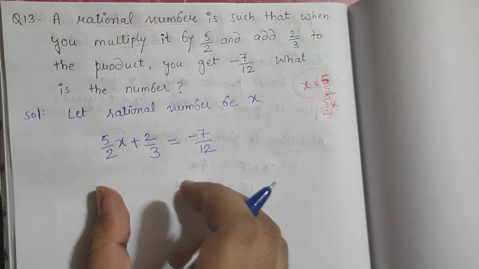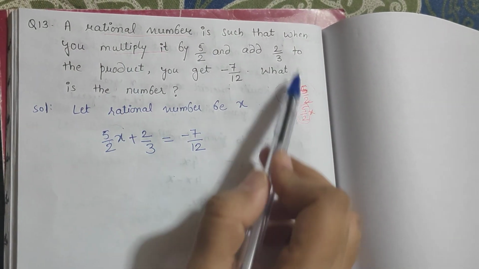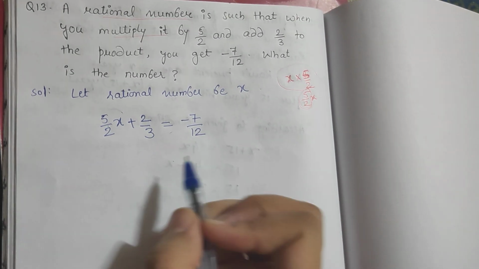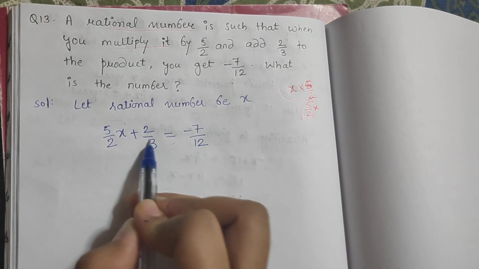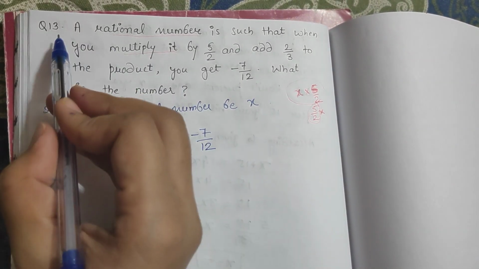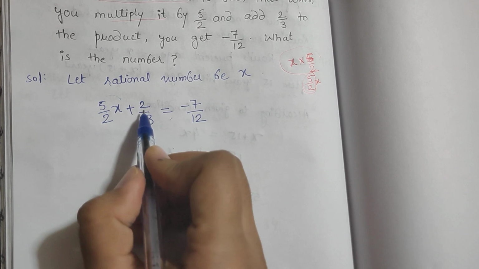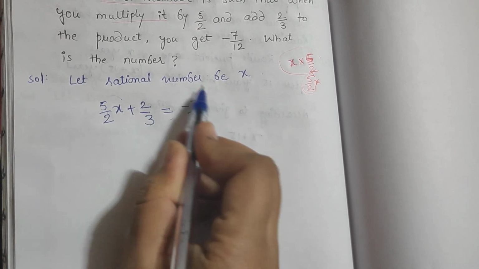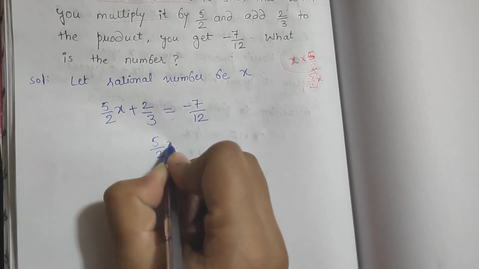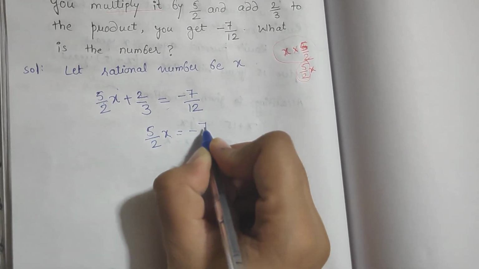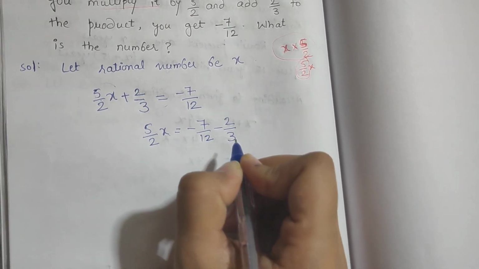So this is the simple equation from which we have to find the value of x. We have formed this equation from the statement in the question. Now solve this. This plus 2 upon 3 will go from this side to the other side, so it will be minus there. So we can say 5 upon 2x is equal to minus 7 upon 12 minus 2 upon 3.